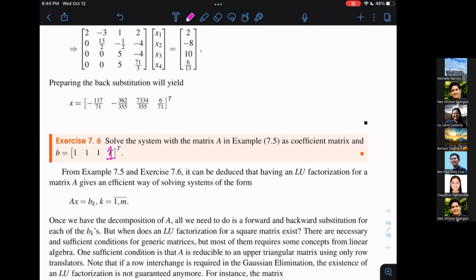So pwede ka na lang uling mag-forward substitution using the matrix L and then backward substitution using the matrix U na nakuha nyo na sa LU factorization. Okay? And this will give us an efficient way ng pagsasolve ng mga systems of the form AX equals B sub K, K going from 1 to M, where each of the right-hand side vectors B sub K is not readily available at all time steps. Okay?